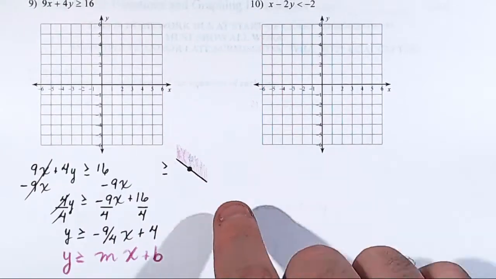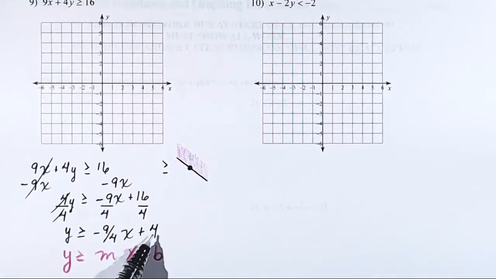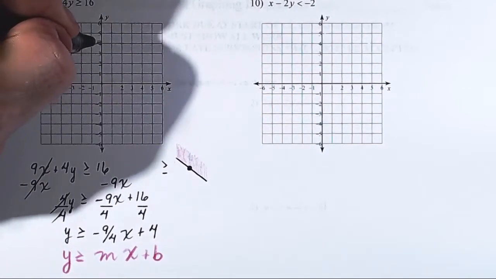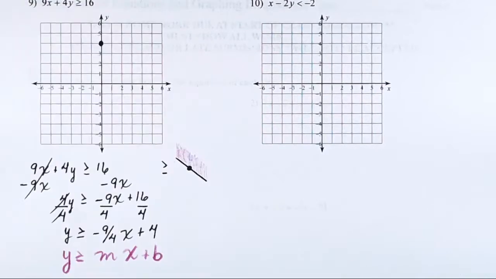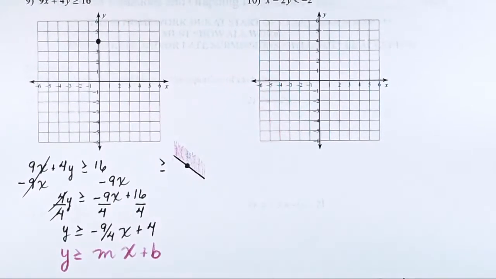Okay, so there's your model. But let's get going. We start at the y-intercept, and we'll put a filled-in dot there. And now we're going to use our slope, thinking rise over run. In this case, we're going to fall. Go down 9, and then to the right 4.